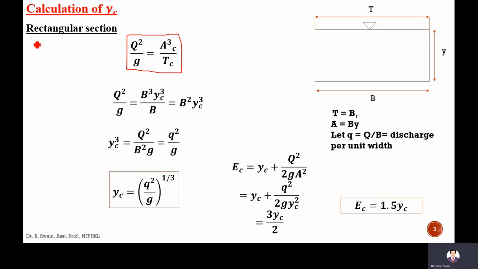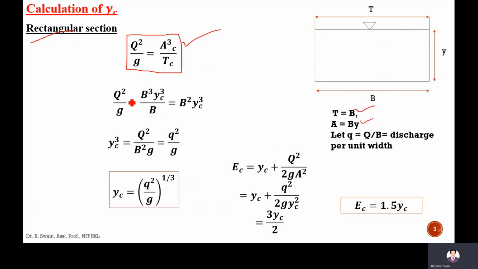So here, for a particular type of cross-section we will determine the condition. We will calculate the critical depth, and the specific energy, that is the minimum specific energy at critical flow. So let this be a rectangular section. In a rectangular section, let the bottom width be B and the flow depth be Y. So the top width will be equal to B, and the area will be B into Y. Top width B, cross-sectional area BY.